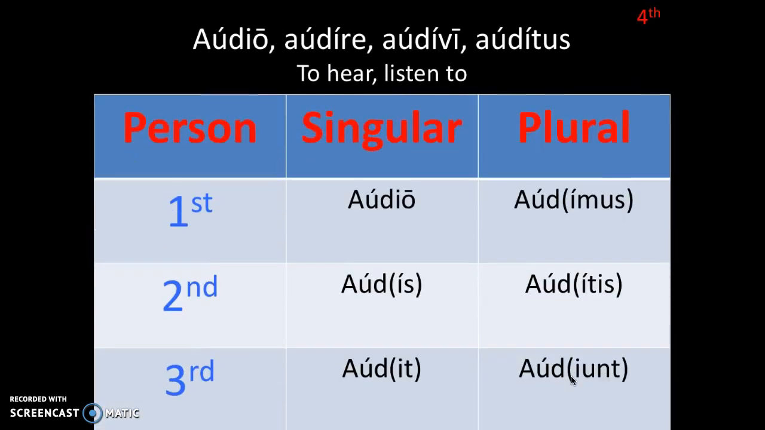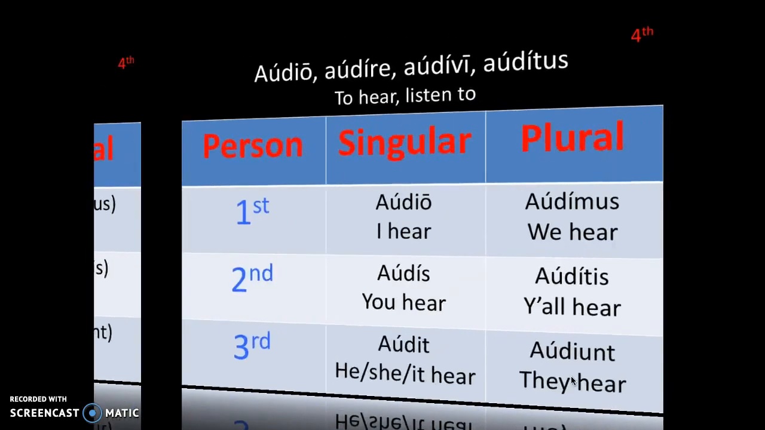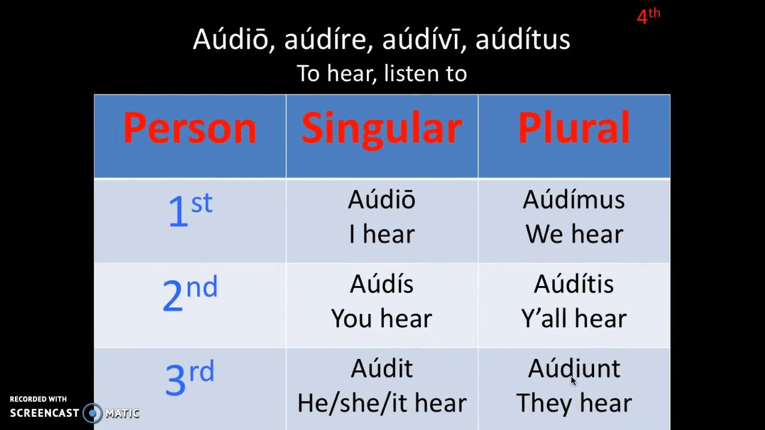Now let's take a fourth conjugation verb, audio, audire, audivi, auditus. And I feel like I do not necessarily have to explain this, because the fourth conjugation verbs follow the same conjugation patterns as third IO verbs. So when you're done conjugating these verbs, you should end up with audio, I hear, audis, you hear, audit, he/she/it hears, audimus, we hear, auditis, y'all hear, audiunt, they hear.